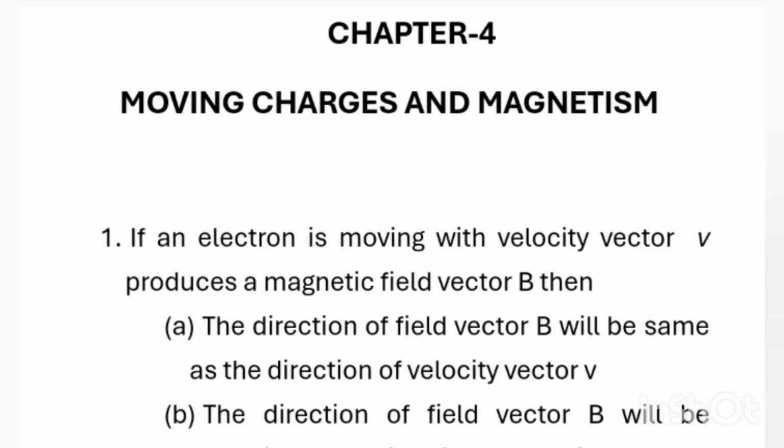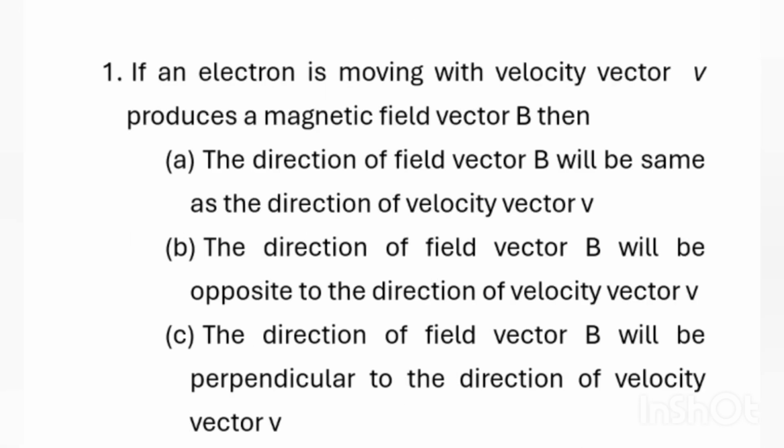Important multiple choice questions from the chapter Moving Charges and Magnetism. Question number 1. If an electron is moving with velocity vector v produces a magnetic field vector B, then option A, the direction of magnetic field vector B will be same as the direction of velocity vector v.